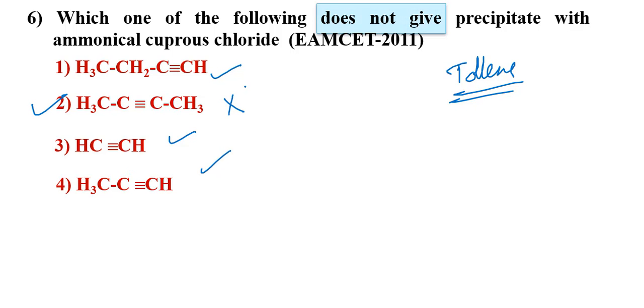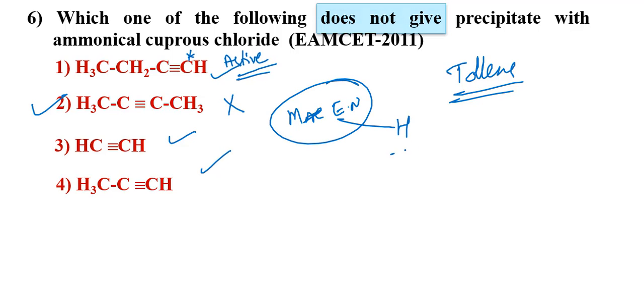Okay, all terminal alkynes are giving this test. This hydrogen is active hydrogen. Active hydrogen means hydrogen attached to a more electronegative atom is called active hydrogen. Okay, whenever active hydrogen is there, it is giving the test.